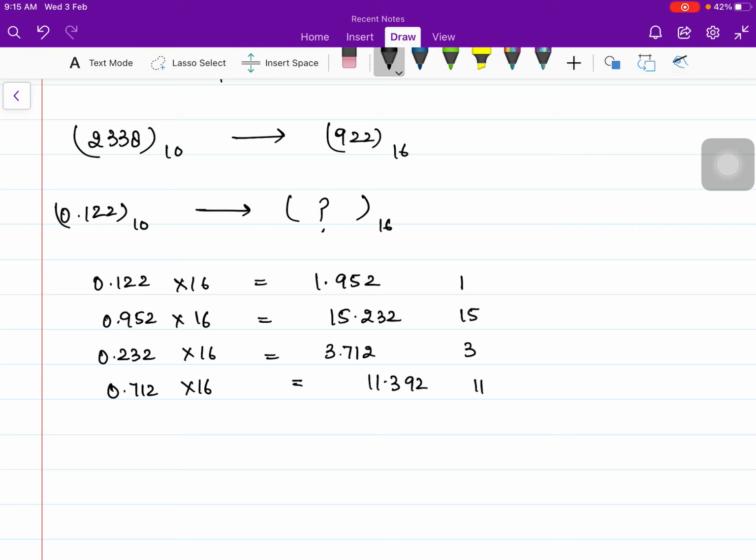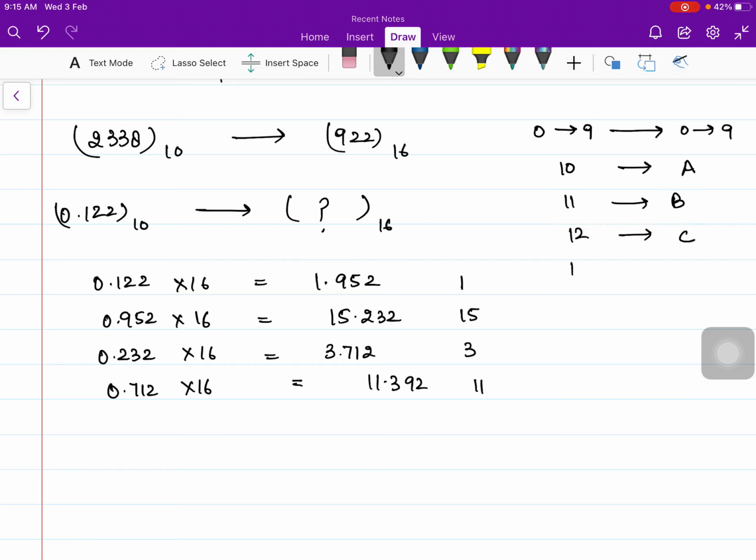Now pay attention. In the case of hexadecimal, you represent 0 to 9 as it is. 0 to 9 numbers are represented as it is in the hexadecimal number system. But when it comes to 10, in hexadecimal it is represented by A, 11 is represented by B, 12 by C, 13 by D, 14 by E, and 15 is represented by F.